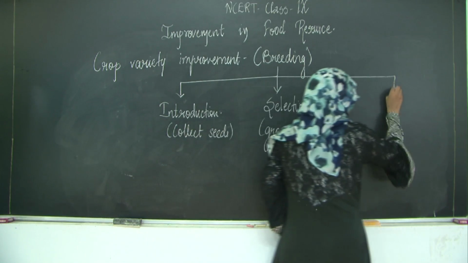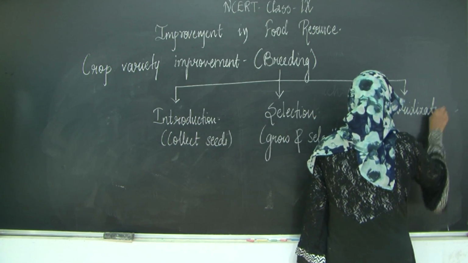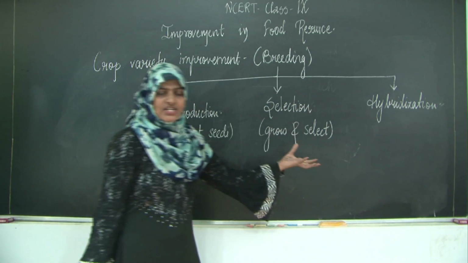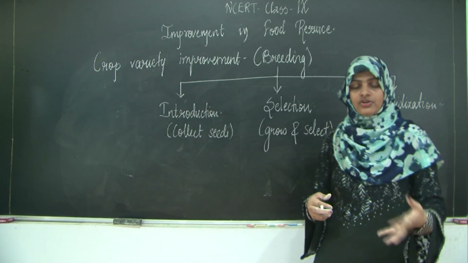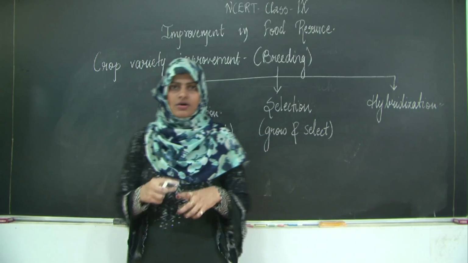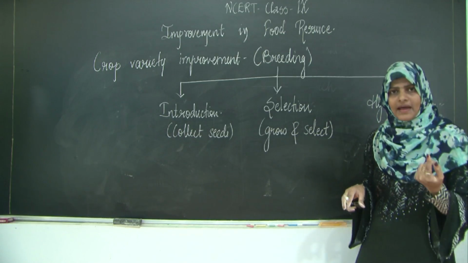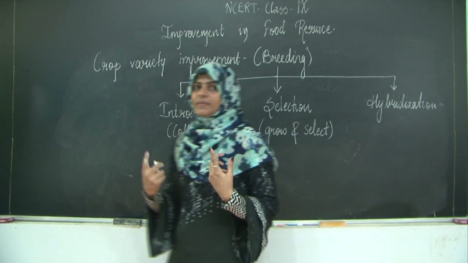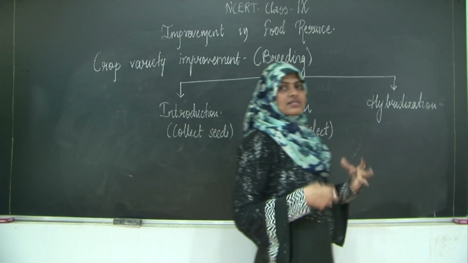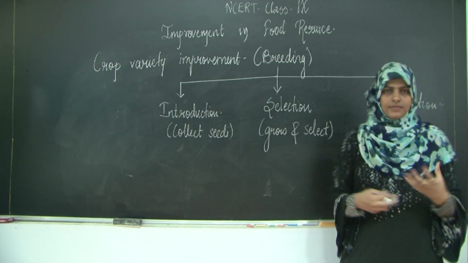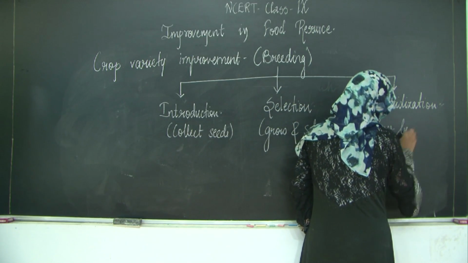And the last one is hybridization. Now in hybridization, you take the two plants which you require, whichever characteristics you want in the future generation, that is your progeny, and you cross them. We all know that plants undergo sexual reproduction. So one plant will be a male plant and the other a female plant. The anther from one will be deposited on the stigma of the other, and the seeds which come out will be your required progeny. So this is the cross between two desired plants.